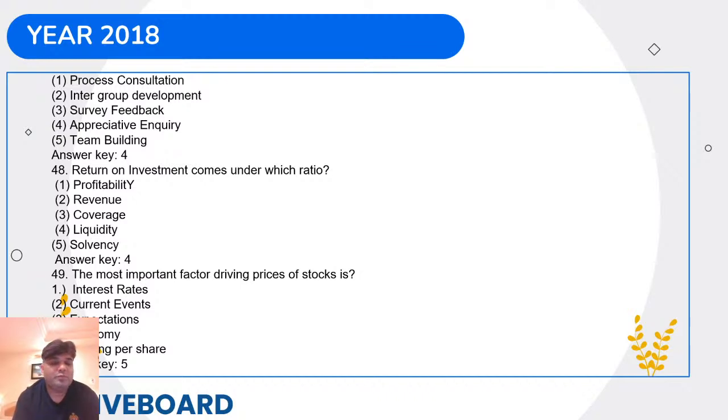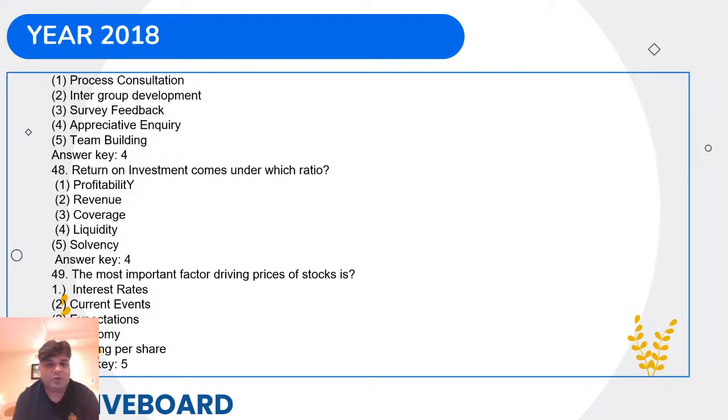See, what is the most important factor driving prices of stocks? Other factors also drive stocks. These are also determining factors. Interest rates determine the price of stocks. Current events obviously have a close linkage with the prices of stocks.